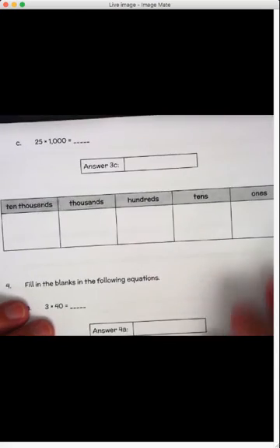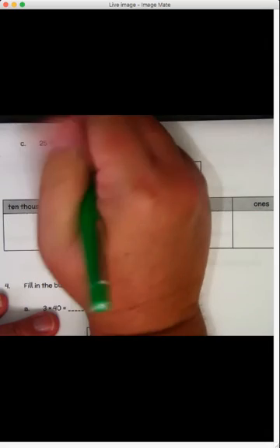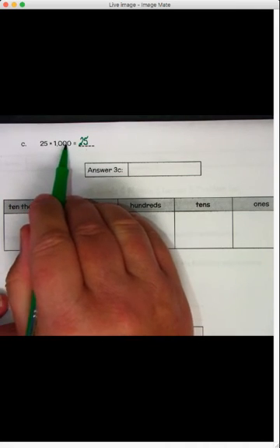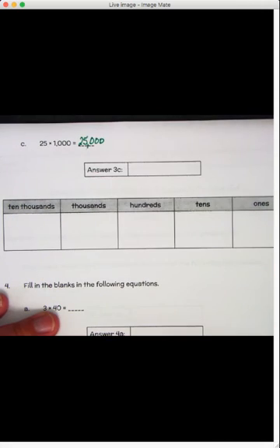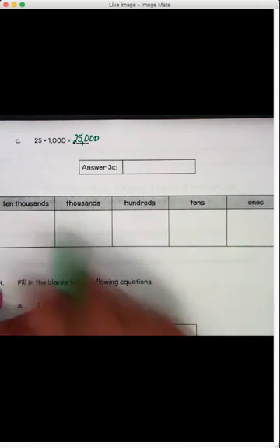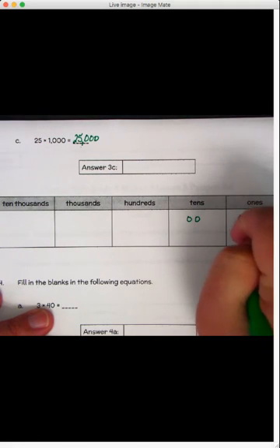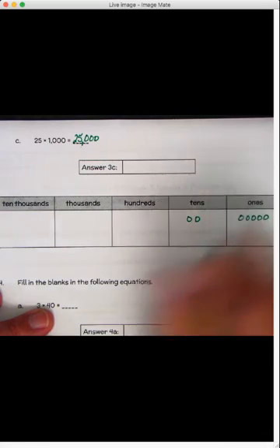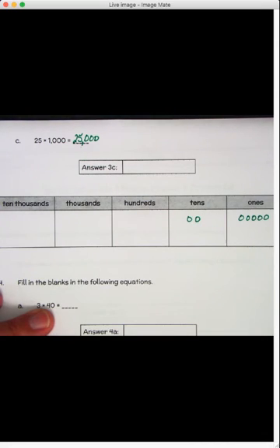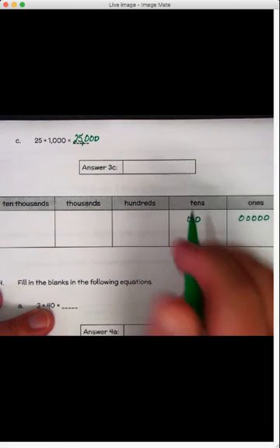All right. Now we've got 25 times 1,000. We're going to do the same thing. We're going to put a 25. How many zeros are we going to add? 1, 2, 3. Put your comma where it goes. We know the answer is 25,000, but they want us to draw it out. 25 is 2 tens and 5 ones. We're multiplying by 1,000. So we've got to move it 10, 100, 1,000 places.